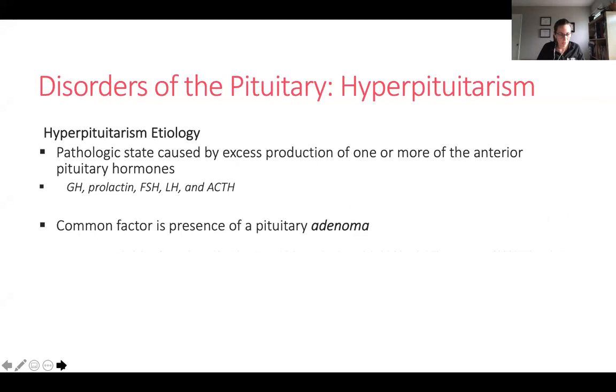So, disorders of the pituitary, the first one we're going to talk about is hyperpituitarism. If you can imagine, that is when it is stimulating too much release of the growth hormone. And not only the growth hormone, it could also be the prolactin, FSH, LH, and ACTH. The most common reason is pituitary adenoma, so a tumor in the pituitary gland. Usually it's a benign tumor made out of epithelial tissue, and it's more common in young women in their 30s.